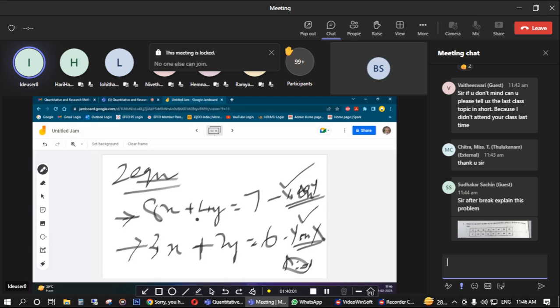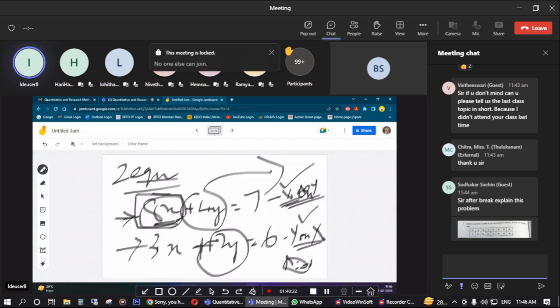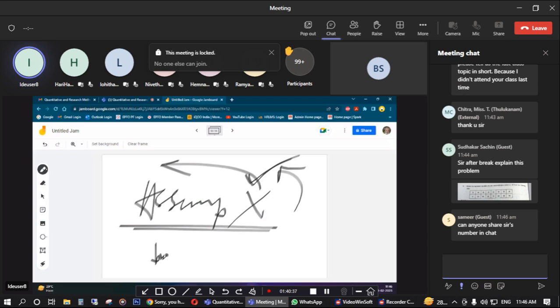After that, what do you do? If it is x on y, you keep x as it is, and throw everything else to the right side. Now you want x, but here you have 8x, so you have to divide this equation by 8. Next, y on x. Keep y as it is, throw the remaining things to the other side of the equal to sign. You want y, but here you have 2y, so you have to divide this equation by 2. Then whatever coefficients you get are bxy and byx.